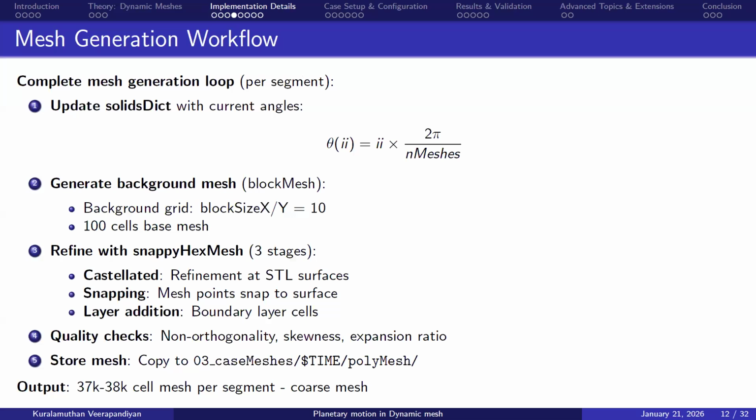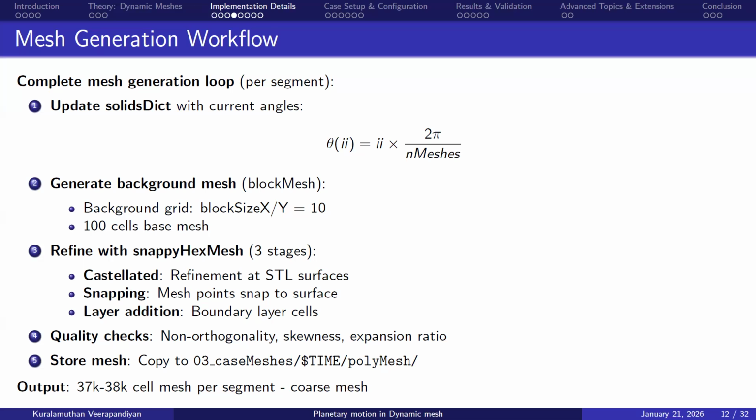So the meshing workflow goes as follows. We broke the entire simulation into steps. We generate the background mesh with a rough mesh of around block size of 10 with 100 cells base mesh, and we run Snappy Hex Mesh in 3 stages. One is castellation, next one is snapping, and the third one is layer addition. Snapping and layer addition can be combined into a single step, but castellation and the other steps cannot be combined. We faced some particular issues while running all three simultaneously.